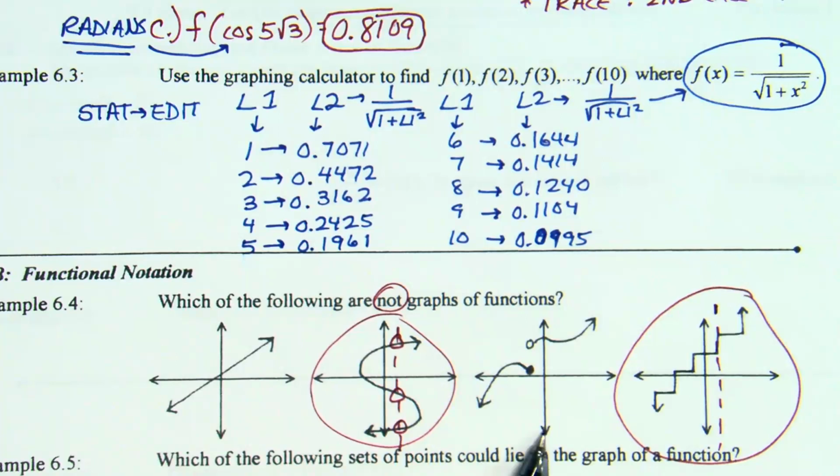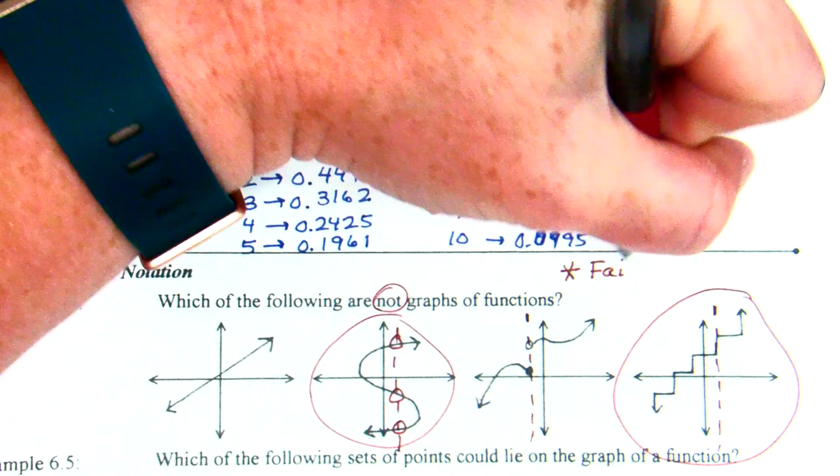That one has an open dot, it doesn't include the value. Okay, there are 2 dots lined up. If they were both filled in, we'd have to say not a function. But since one of them was an open dot, one of them was a closed dot, it is a function. So the ones that were not functions failed the vertical line test. The easiest way to test for function.